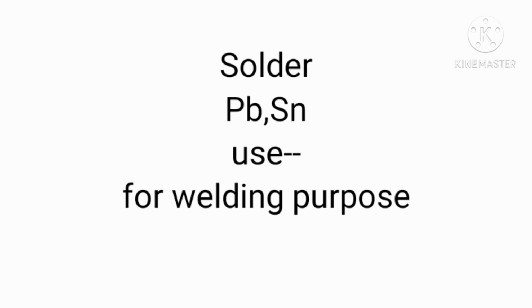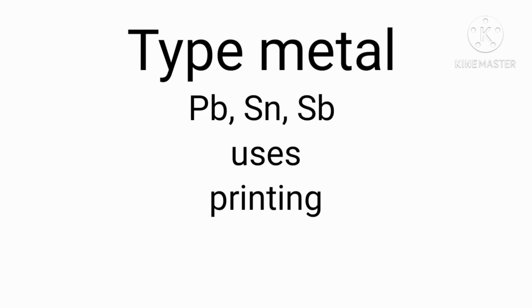Next alloy is the solder alloy. It is made of the elements lead, that is Pb, and Sn, that is tin. Its main use is that this alloy is used for welding purposes. Now the next alloy is type metal. It is made up of the elements lead, tin and antimony. The symbol for lead is Pb, for tin it is Sn, and for antimony it is Sb. This metal has a low melting point and the ability of casting, so it is generally used for printing.